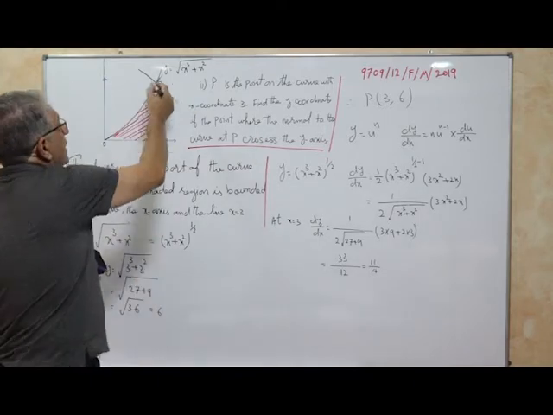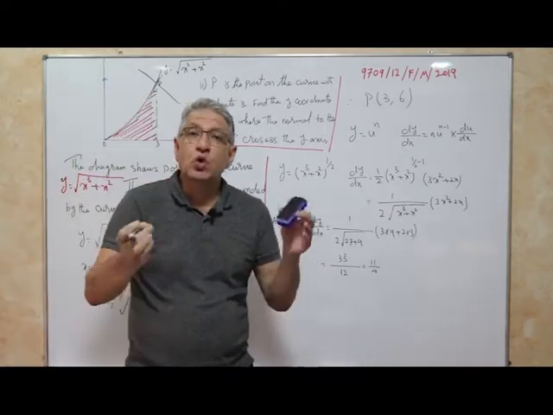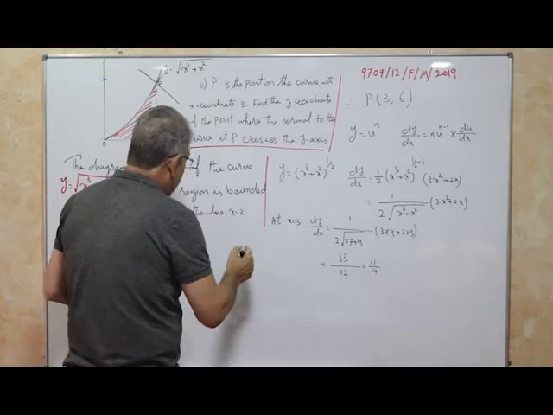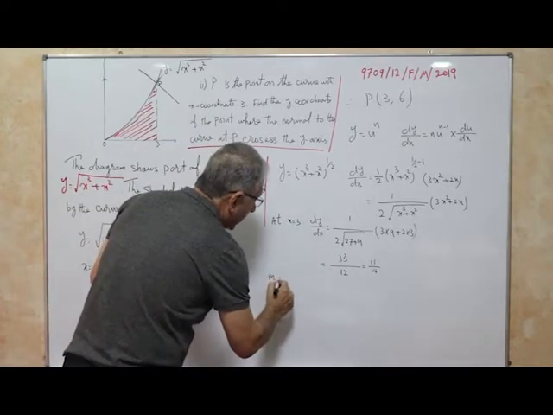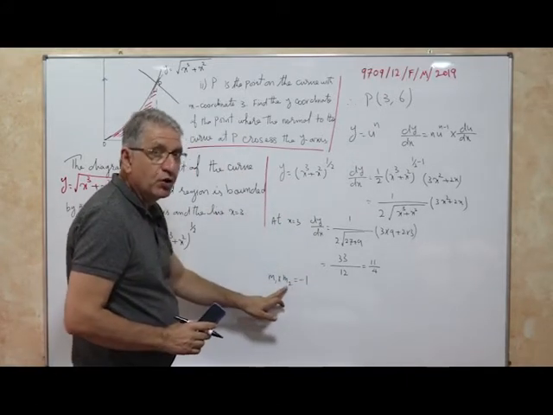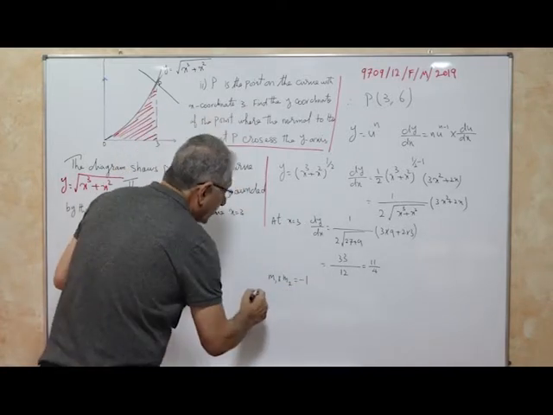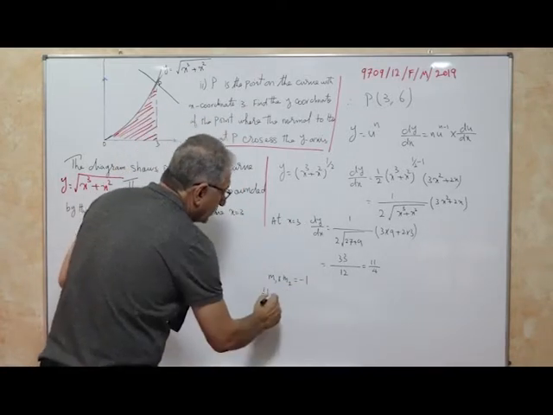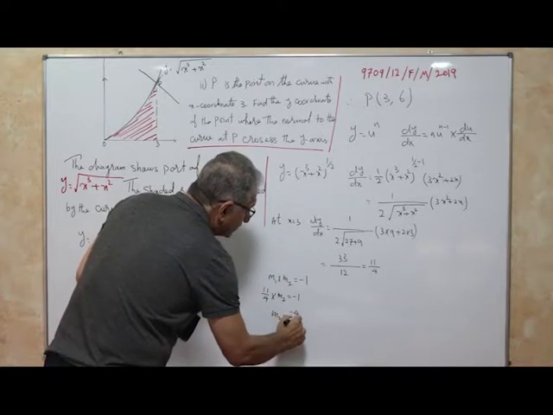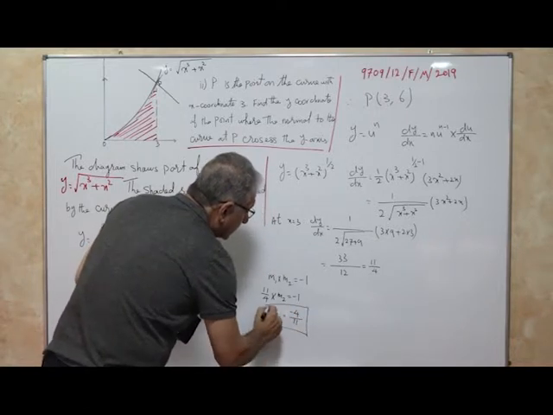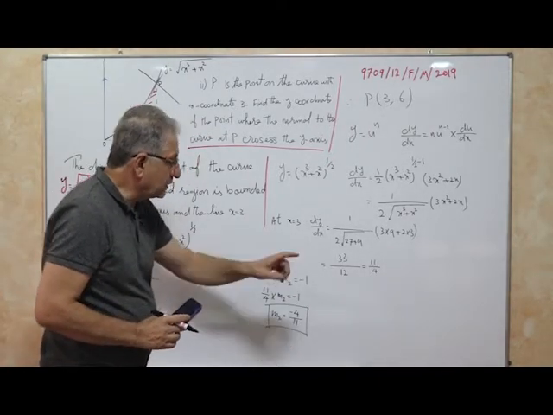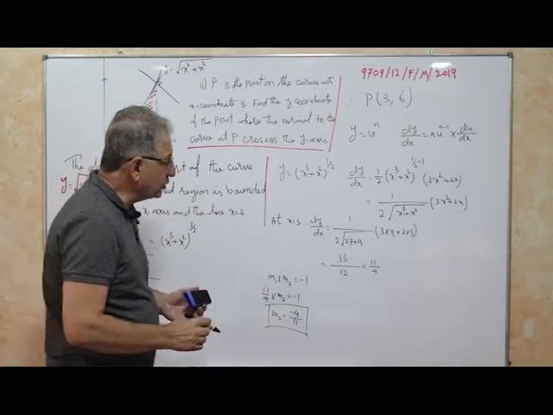Now, this is the gradient of the tangent to the curve. We want the gradient of the normal to the curve. We know that if we call the gradients m1 and m2, then m1 times m2 is negative 1. If this is the gradient of the tangent, this will be the gradient of the normal. Substituting, 11 over 4 times m2 should be negative 1. That means m2 is equal to minus 4 divided by 11. Therefore, this is the gradient of the normal. This is sufficient to substitute in the formula.